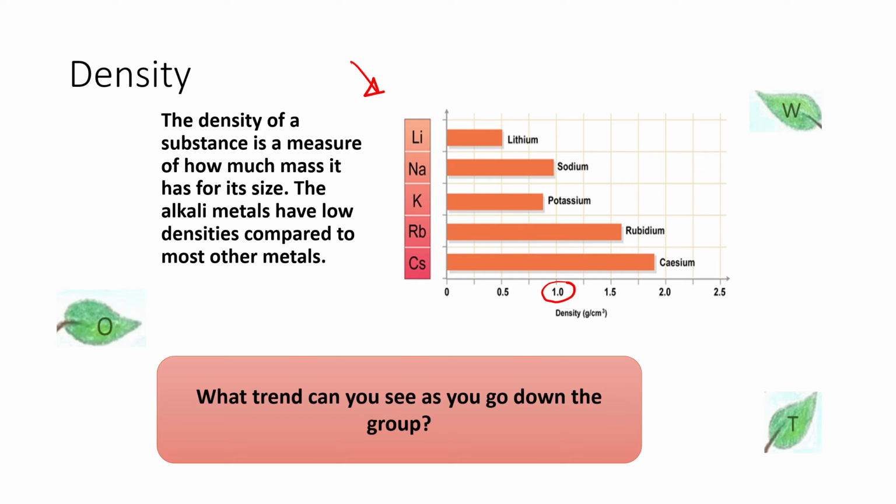Okay, hopefully you've done that. And what you should have said is as you go down the group, the density increases. And you might have said apart from potassium. Okay, so let me write that out then. As you go down the group, the density increases.